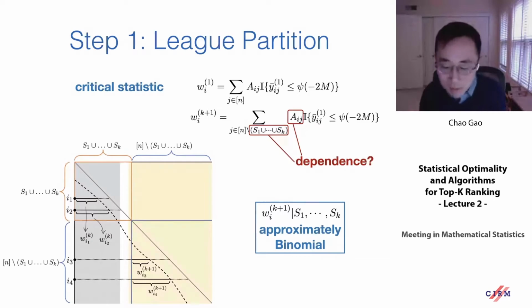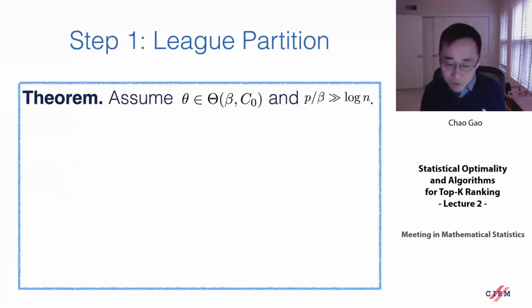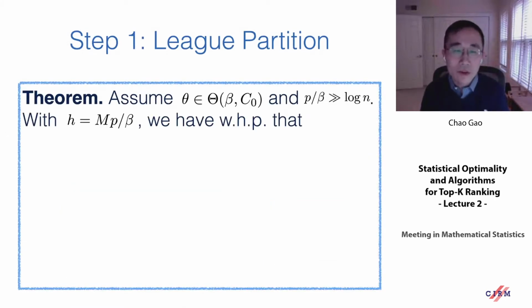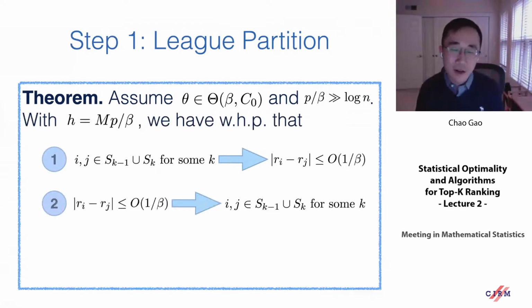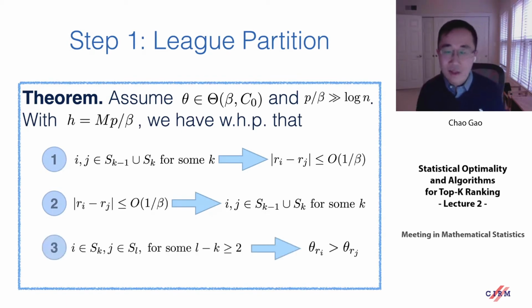By iteratively exploiting this approximate independence argument at each step, we can establish the following theorem on the statistical properties of the league partition. I set H in this way, and then we have the following three properties with high probability. The first one is if I and J belong to either the same league or neighboring leagues, then the ranks of the two players are close, with order 1 over beta. The second property is the opposite statement: if the ranks are close, then the two players should belong to either the same league or neighboring leagues. And lastly, there is no error you can make between players in leagues that are not neighbors. If I belongs to the K's league, J belongs to the L's league, as long as L is greater than or equal to K plus 2, it will definitely be true that I is a stronger player than J.